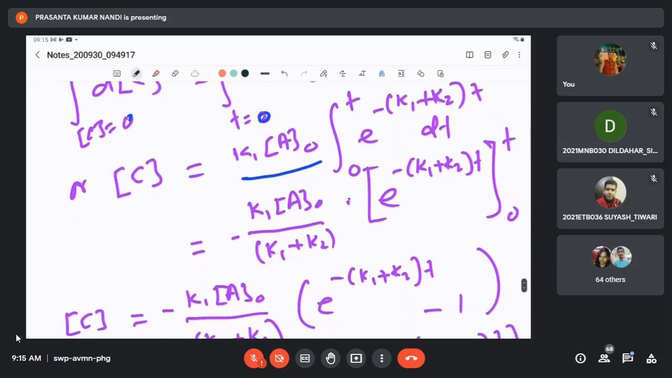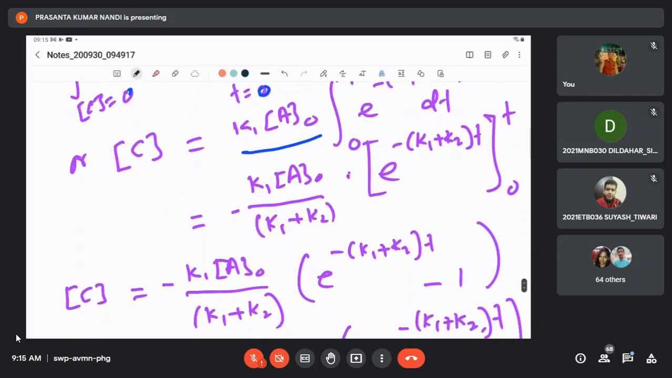You get an explicit expression of C, that is equal to minus K1 is 0 by K1 plus K2 into e to the power minus K1 plus K2 into T, minus, if you put T equal to 0, naturally it will be equal to 1. So this is a very simple and straightforward expression where we can find the product concentration as a function of T, okay, time.